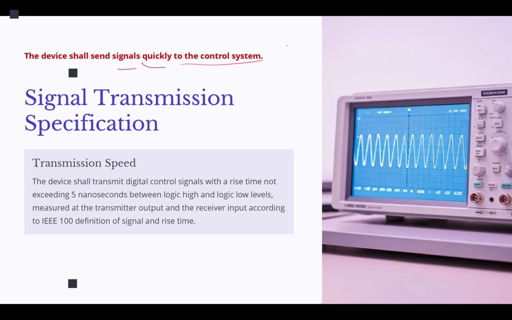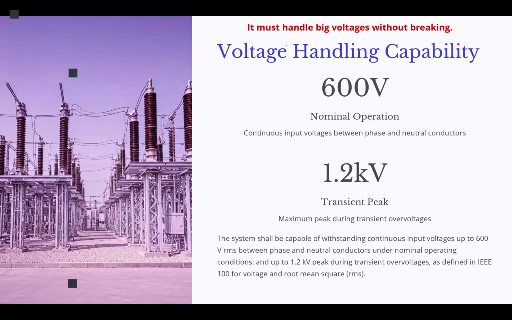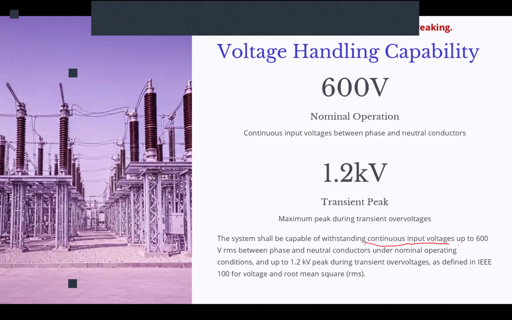Next statement, next example. The statement is: it must handle big voltages without breaking. Now, we already talked about this kind of stuff, so I'm going to proceed to the corrected, enhanced version of this statement. It says the system shall be capable of withstanding continuous input voltage up to 600 volts RMS, where between phase and neutral conductors, because voltage has 2 points, under nominal operating conditions, okay, and another condition, up to 1.2 kilovolts. Now here it is peak, not RMS, during transient overvoltage.